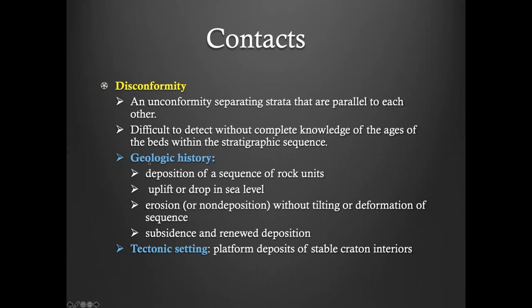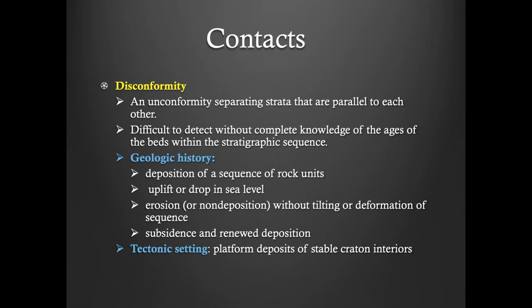Geologic history, how does a disconformity form? There's deposition of a sequence of rock units. There's an uplift or drop in sea level. There's erosion or non-deposition without tilting or deformation of the sequence. Then there's subsidence and renewed deposition. In other words, the ocean comes back in and covers the sediment and starts putting new sediment on top. So we've had deposition, we've eroded away part of history, we've then put more sediment on top. So we have a break in time. Tectonic setting, this is common in platform deposits of stable craton interiors.